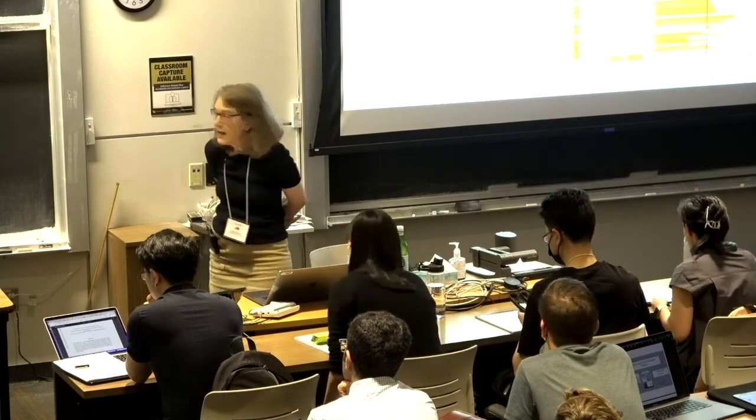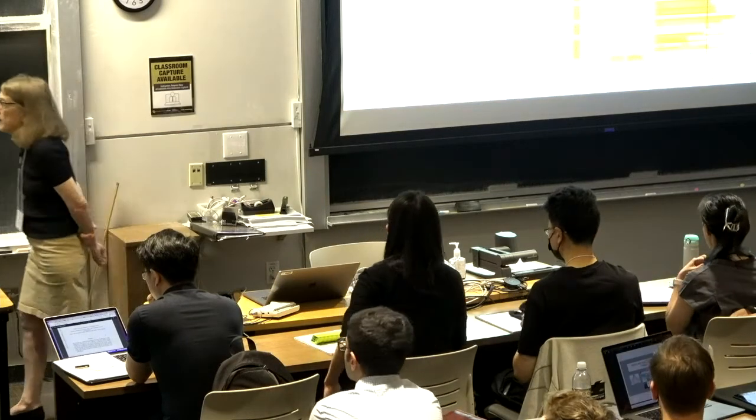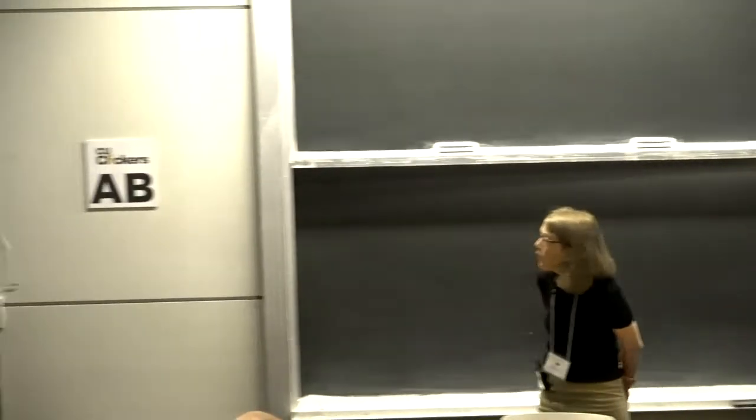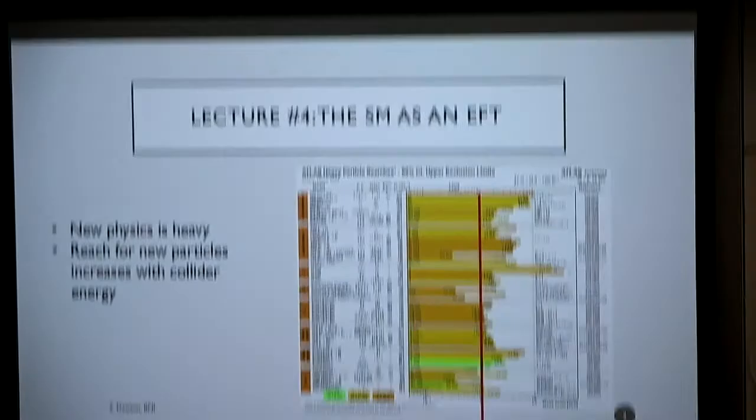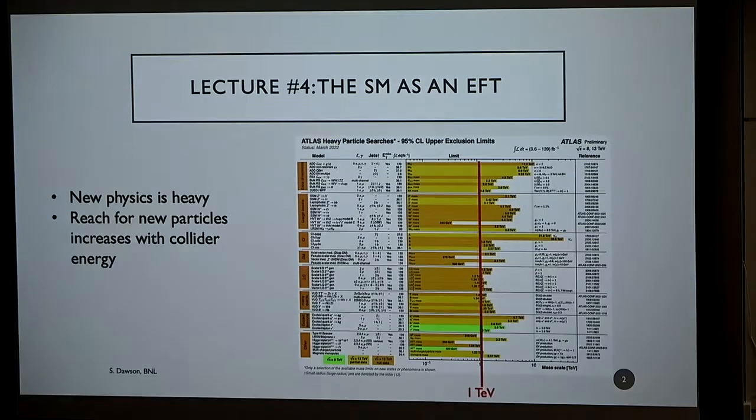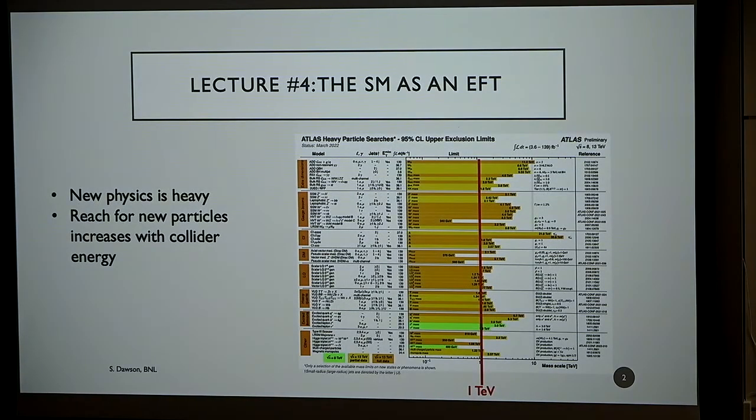Okay. So whenever you talk about the standard model as an effective field theory, you have to start with a plot like this. And this is a plot, which I'm sure you've all seen, which shows the search limits for looking for new stuff at the LHC. This is an ATLAS plot, but CMS has a similar plot. And what you see from this is that, wow, they've looked for a lot of stuff they haven't seen.